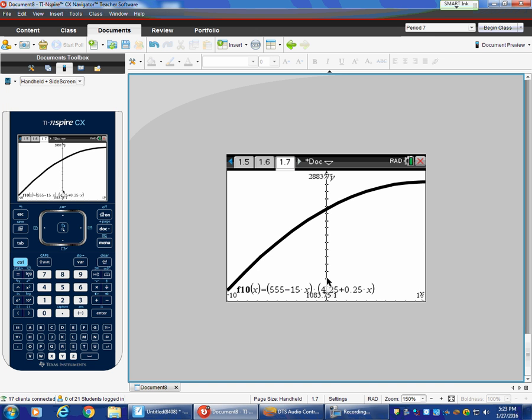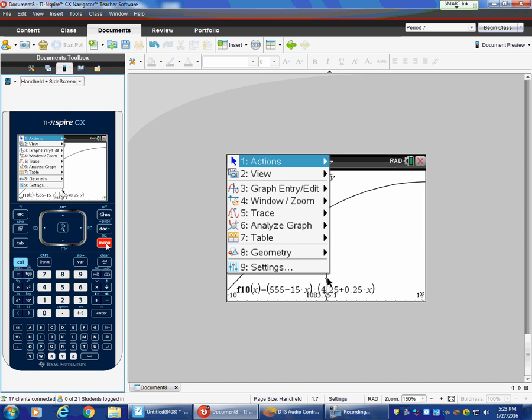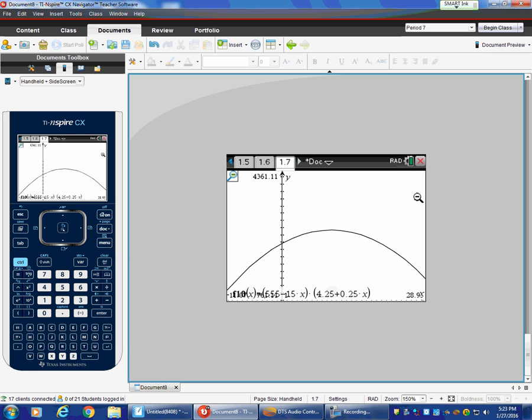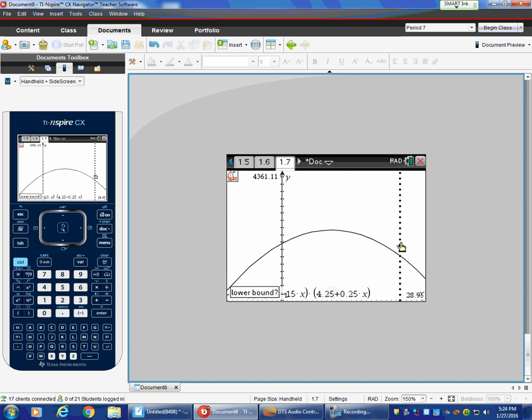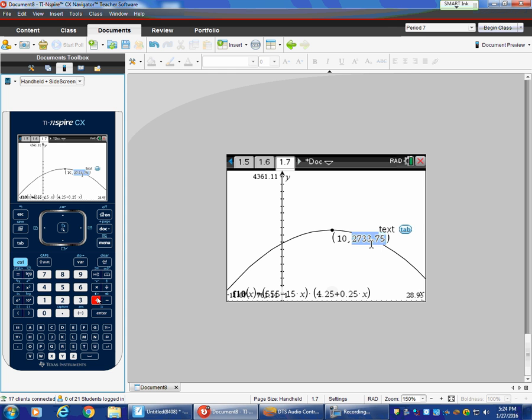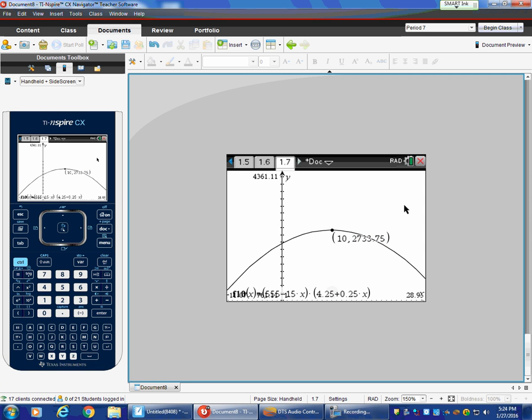All right, I can see my curviness. So now we just want to zoom out a little bit. And I can see that max. Let's find it. So menu, 6, 3. All right, let's try it again. Let's see if it works. So I'm going to click on this. There we go.